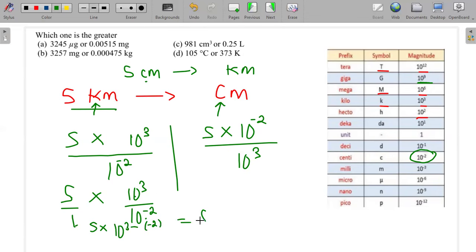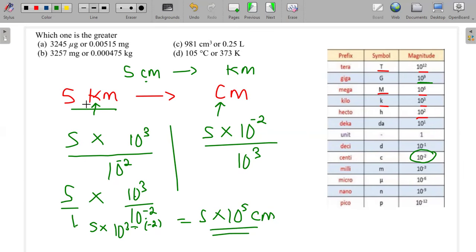So it will just be 10 multiplied by 5 multiplied by 10 to the power 3, and then minus and negative there. They will make a positive. So that will be to the power 5 like that. So converting the 5 kilometers to centimeters, it will be the same as 5 times 10 to the power 5 centimeters like that. Okay, so that's how you can easily convert using the metric system.